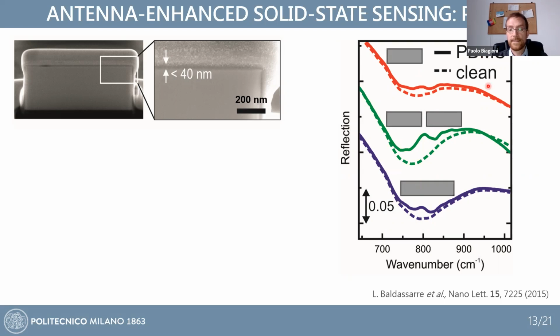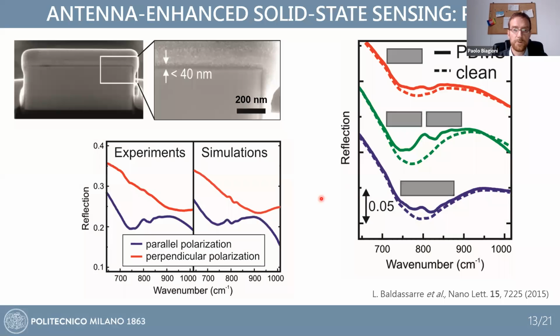So in order to understand these signals and also to evaluate the associated enhancement, we run simulations. And you can see that if we place the PDMS in the simulations, we reproduce the spectra. The blue are the spectra for the light polarization along the antenna axis. So you have the resonance of the antenna, which is actively exploited, while the red spectra are those for perpendicular polarization.